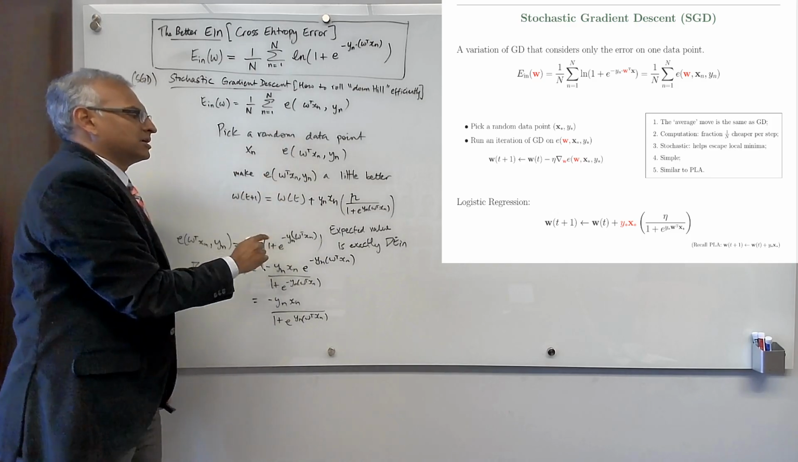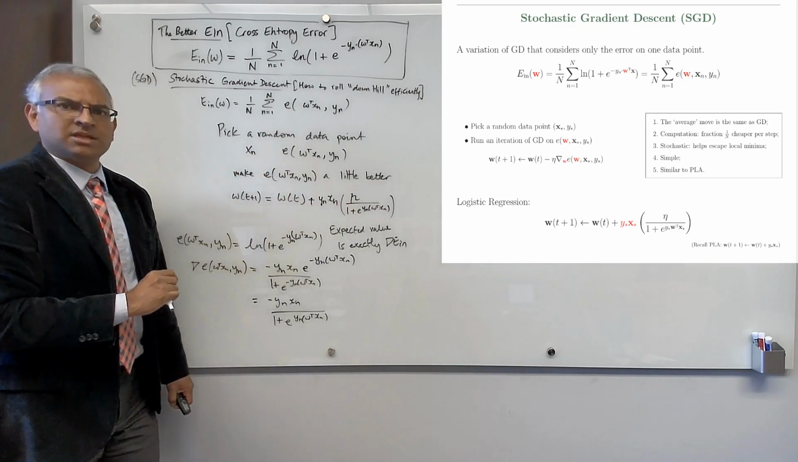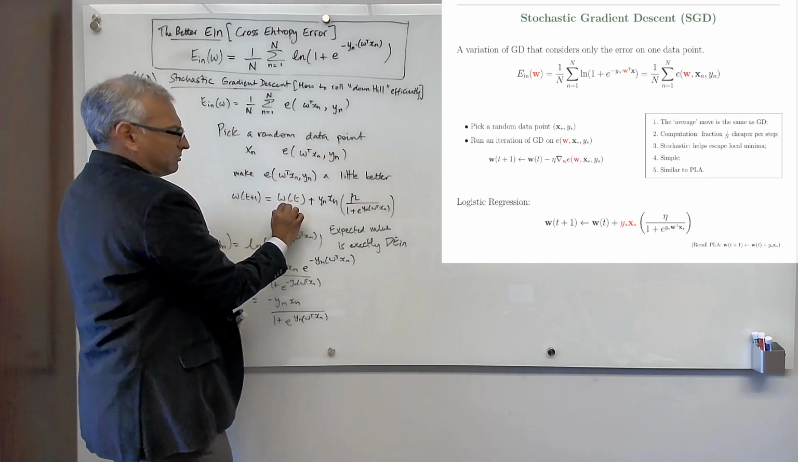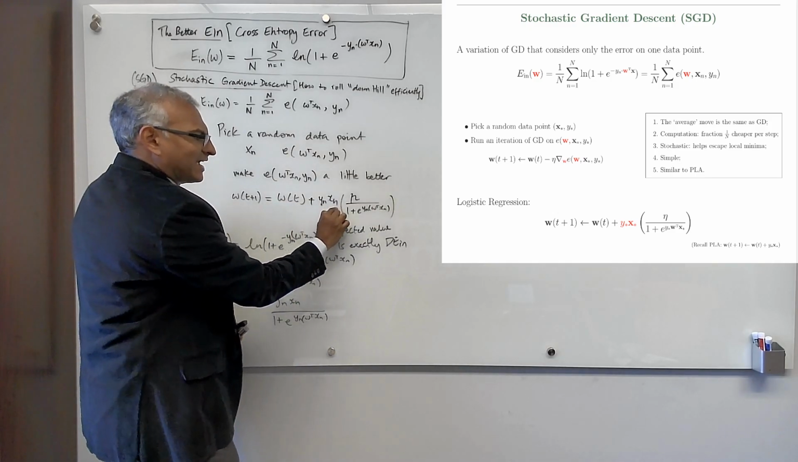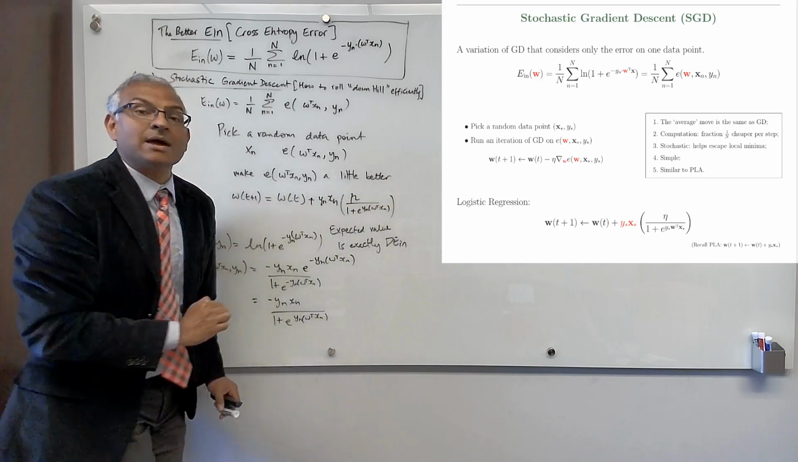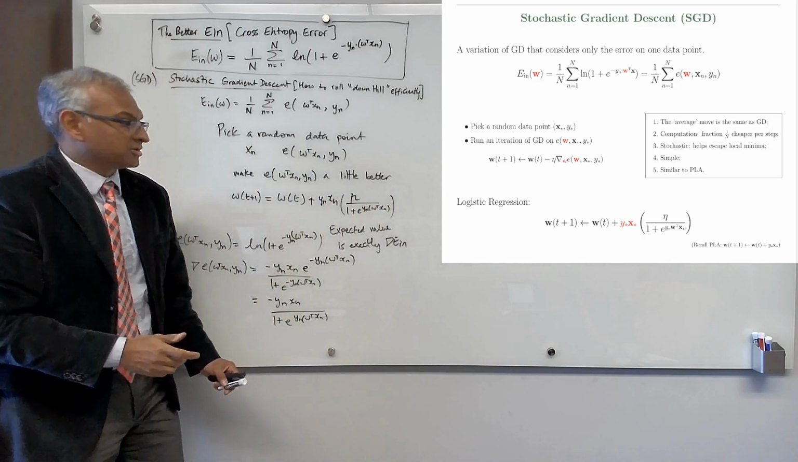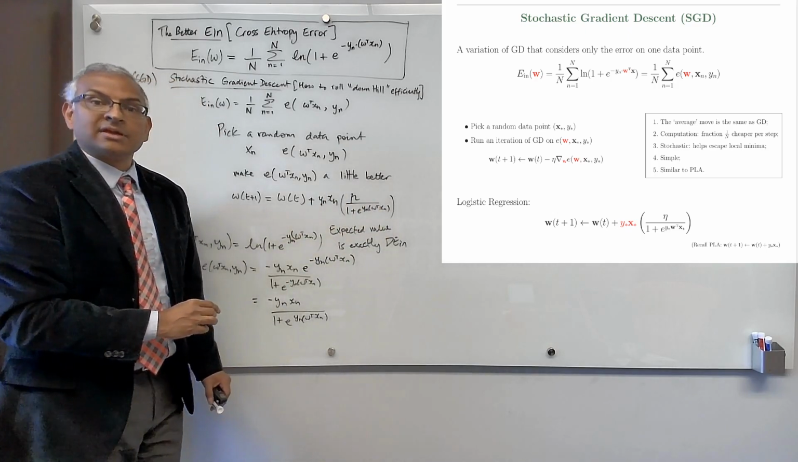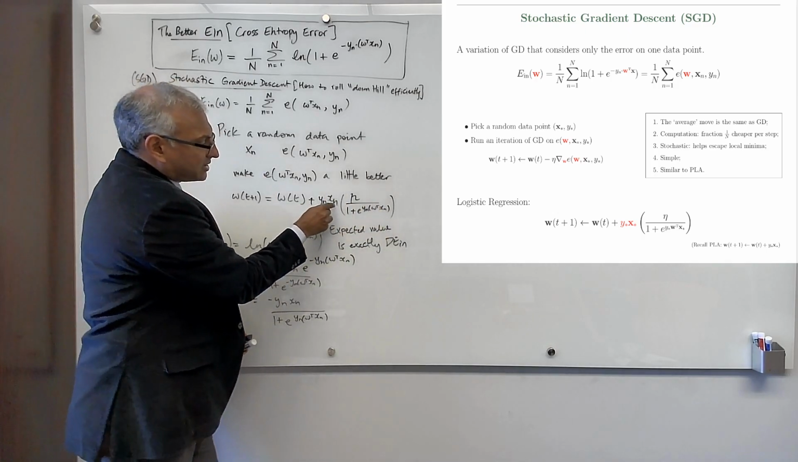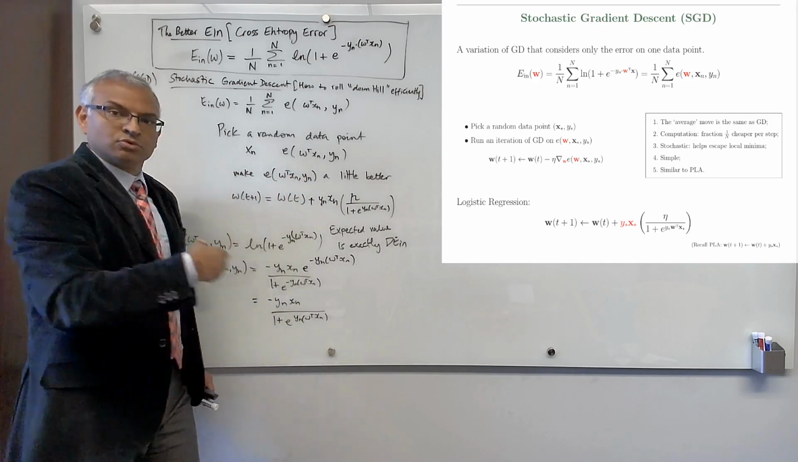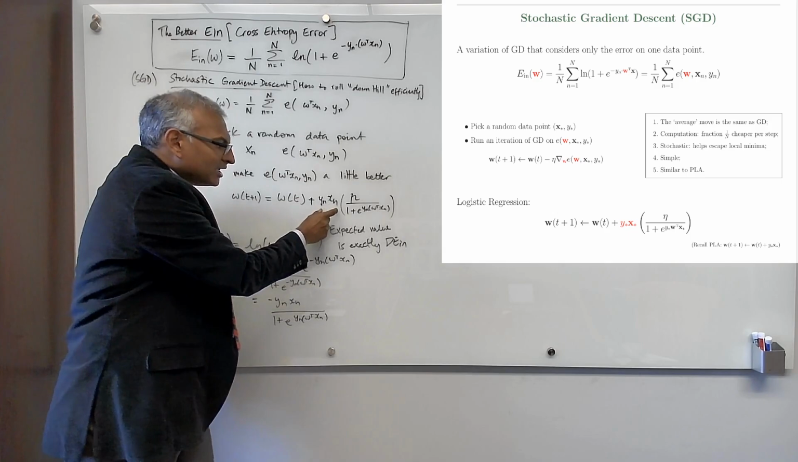So you pick a random data point, make this update. Pick another random data point, make this update. But here, if I hide that term, you've got W of t plus Yn Xn. That's exactly the PLA update. Except the only difference is that you have this weighting term. And the other difference is in the PLA, Xn was a misclassified point. Here, it's a random point. So you will try to improve the situation for any random point.